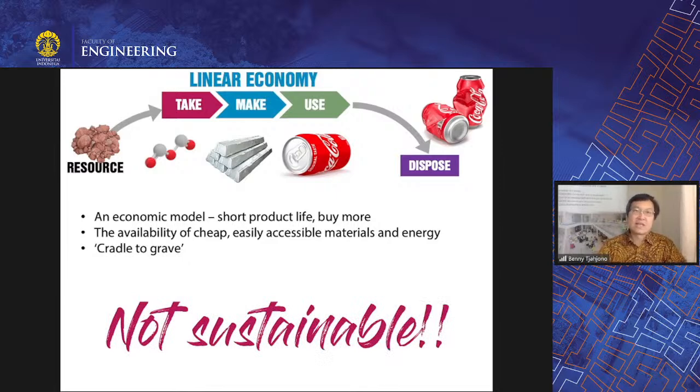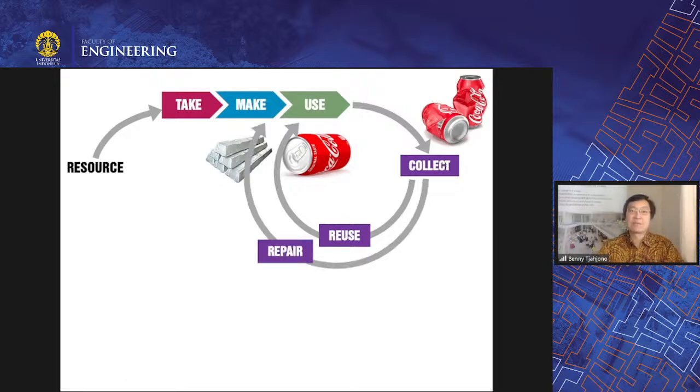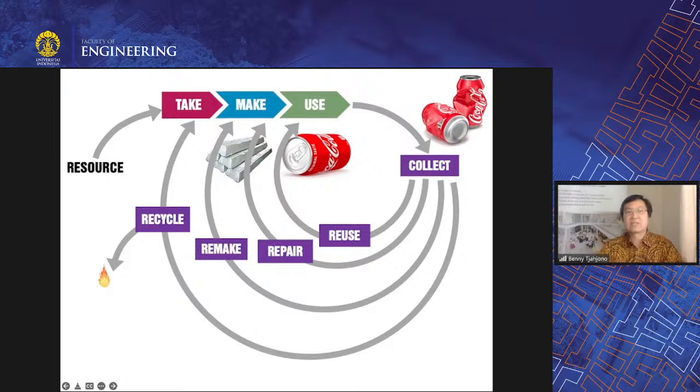Obviously it is not sustainable. What is sustainable is that once we have finished the drink, we collect the cans, and if it is possible to reuse them, we immediately reuse them. If not, perhaps we do a bit of repair, and if we can repair it, we continue the loop until we reach the recycle loop before dumping it to incineration. So this is the idea of the circular economy, because we are trying to immediately use the end-of-life product and bring it back into circulation. And this is called the circular economy.